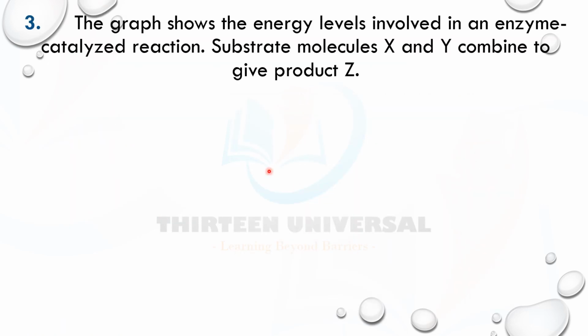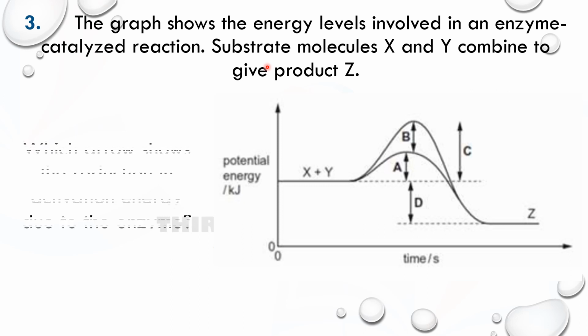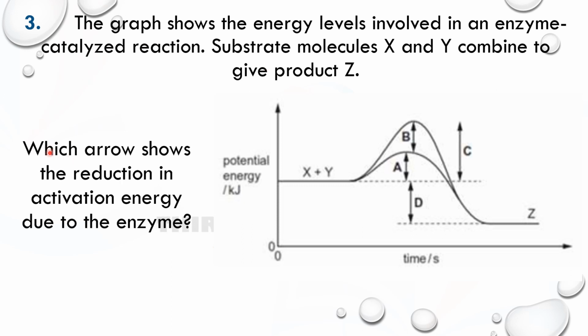The graph shows the energy level involved in an enzyme catalyzed reaction. Substrate molecules X and Y combine to give products. So pause the video and try it. Okay, the question says which arrow shows the reduction in activation energy due to the enzyme. The question is, what is activation energy? Tell me. Yes, I'm listening. Oh, yeah, you're correct. It is the minimum amount of energy required for a reaction to occur. Now, enzymes lower activation energy.